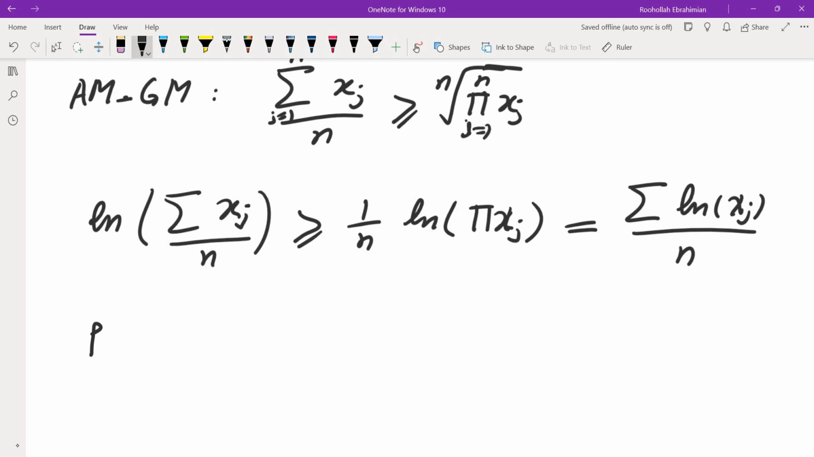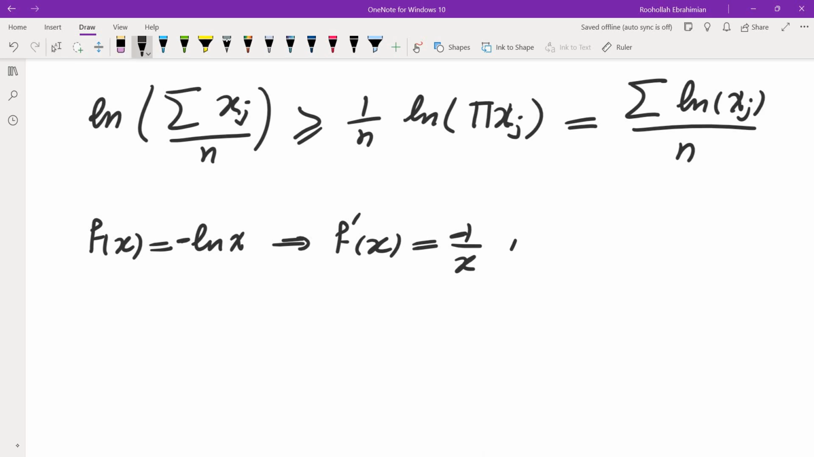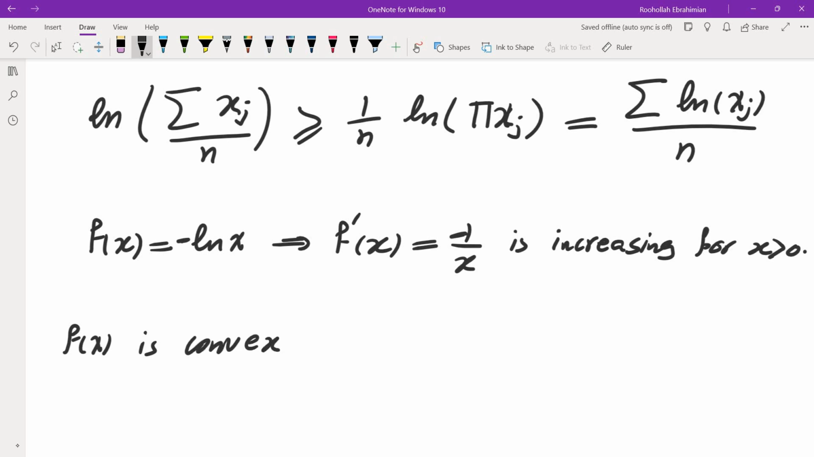Look at the function f of x equals natural log of x. Let's take the derivative of that. The derivative is 1 over x. This one is not increasing, so I will have to use something that is increasing. So let me take the negative of that. Then this is increasing for, of course, x positive. Remember that the xj's in AM-GM are all positive. Because that's increasing, f of x is convex.